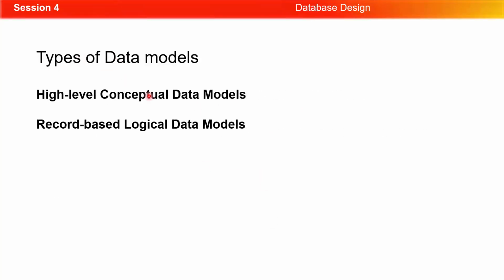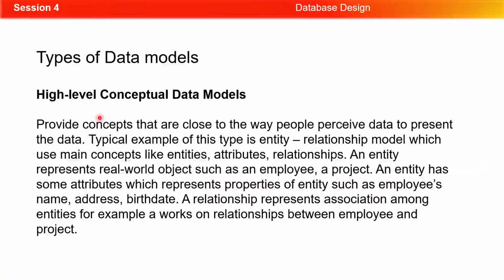Let's discuss the types of data models: high-level conceptual data models and record-based logical data models. High-level conceptual data models provide concepts that are close to the way that people perceive and present the data. A typical example of this type is the entity-relationship model, whose main concepts are entities and attributes of real-world objects and how they relate to other objects. So again, it is about the business process for this data application.